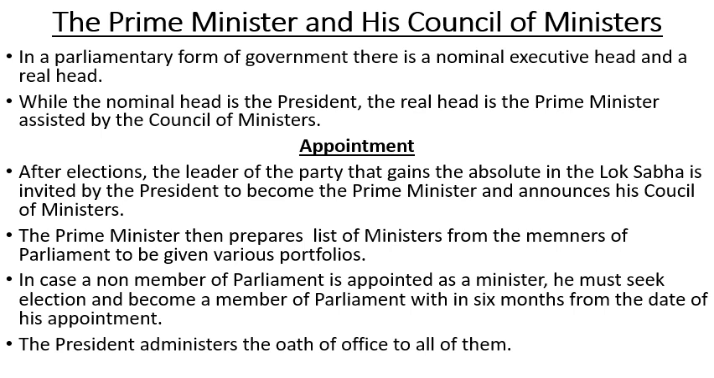Now, how are the prime minister and his council of ministers appointed? After the Lok Sabha elections, as I have told already, the leader of the party that gains the absolute majority in the Lok Sabha is invited by the president to become the prime minister and announce his council of ministers. In case no party wins a clear-cut majority, as I have told you already, two or more parties may form a coalition government.